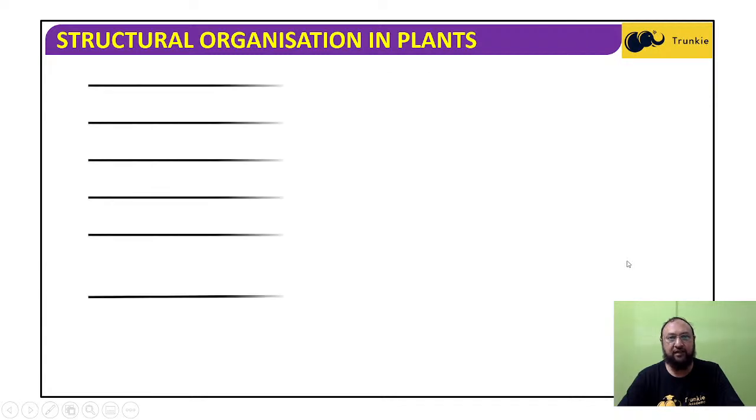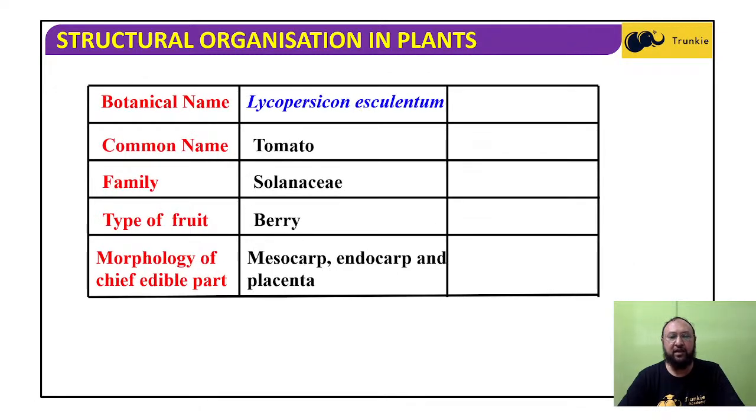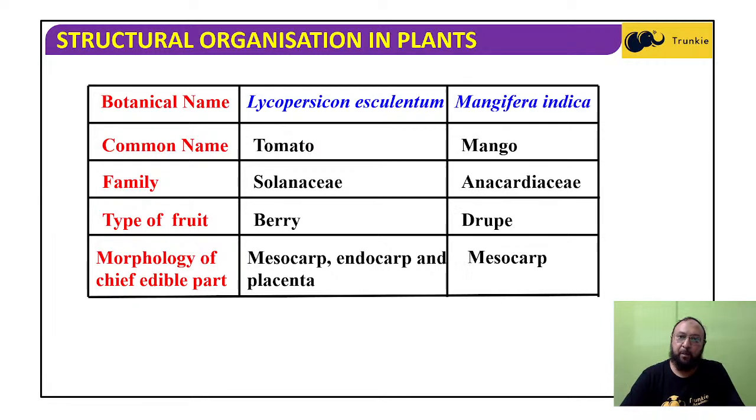peduncle, okay, fleshy peduncle. Now the botanical name in case of this tomato is Lycopersicon esculentum, okay. It belongs to the family Solanaceae, okay. The type of fruit is berry, and mesocarp, endocarp, and placenta is the edible part, okay. The placenta, okay. That means everything is edible, okay. In case of the type of fruit, it is the berry.